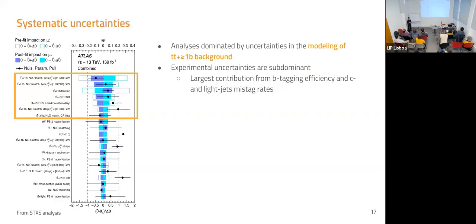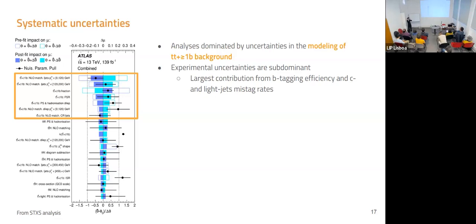Now I want to briefly discuss the systematic uncertainties in this analysis, because these are really a limiting factor for us here. These analyses are dominated by the uncertainties on the modeling of the dominant TTB background. So you can see on the left here what we call a ranking plot. This shows you for each systematic uncertainty the impact that it has on the signal strength, of course ordered. And you can see that the top 6 or 7 here relate to the TTB background.